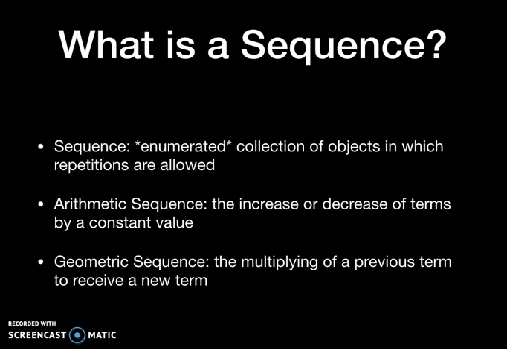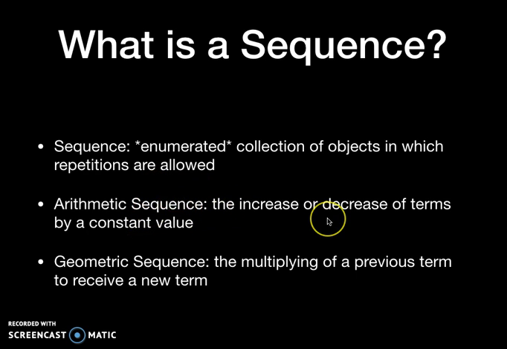Okay, so a sequence, as you can see in the definition right here, is an enumerated collection of objects in which repetitions are allowed. Basically, a number sequence is a pattern of numbers arranged in a particular order according to a certain rule or a certain set of standards. So we have an arithmetic sequence and we have a geometric sequence. You could probably infer that an arithmetic sequence has something to do with addition and subtraction, and geometric is maybe multiplication and division. And if you were inferring that, then you are correct.